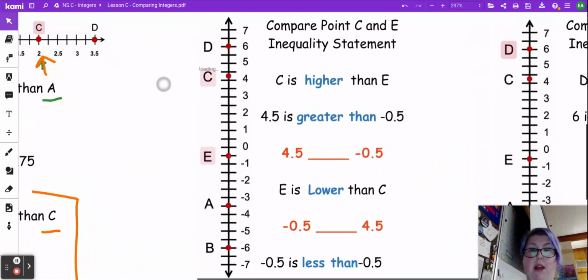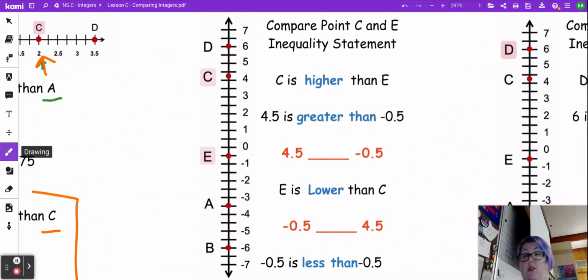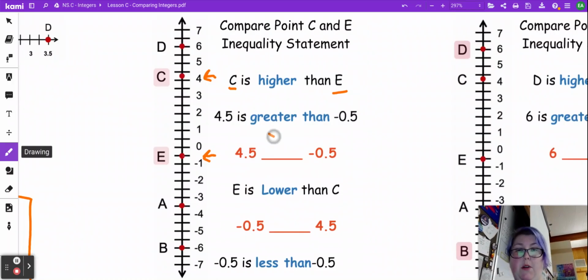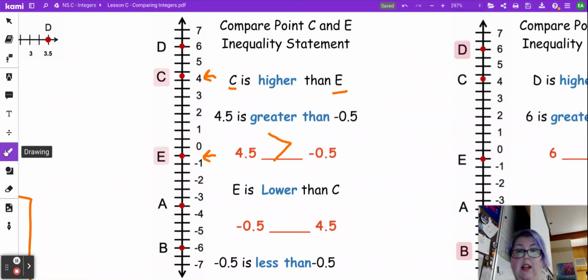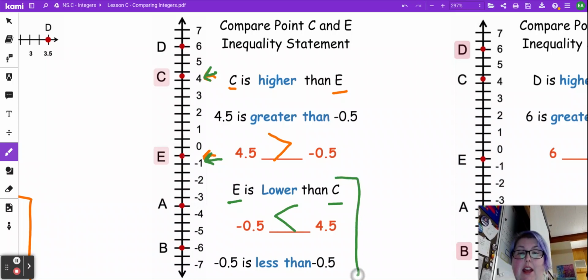So now let's compare on a vertical number line. It's going to be very similar. It's just the opposite way. So point C is higher than E. So 4.5 is greater than -1/2, -5/10. E is lower than C. So we still have E and C. That means -0.5 is less than 4. So whether it's higher or lower or left or right, you can still have the three different sentences agree and say the exact same thing.